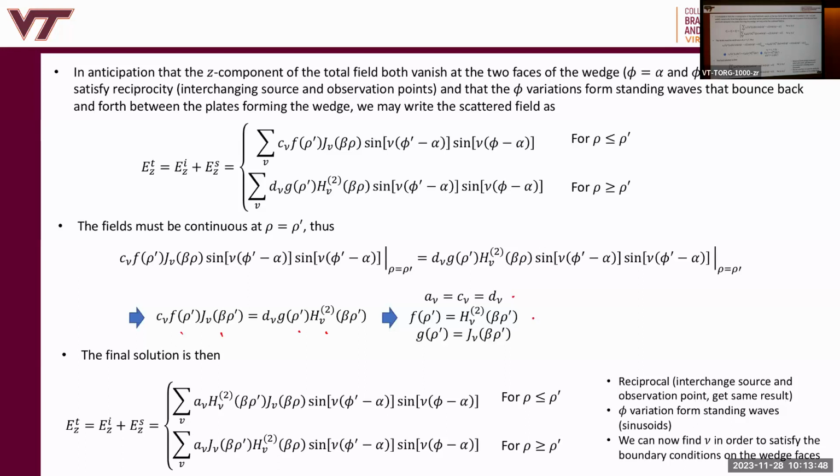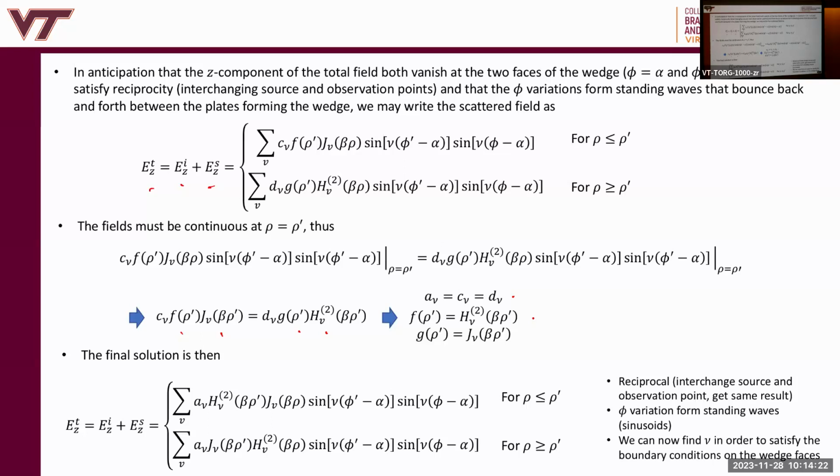So if you satisfy these three equalities, then this expression becomes reciprocal and continuous at rho equal to rho prime, and forms standing waves in the phi direction, and that's it. Remember, we're talking about the total field here, which is the incident plus scattered. It's the total field that has to satisfy all of these conditions, not the incident alone or the scattered field alone. Okay, good.